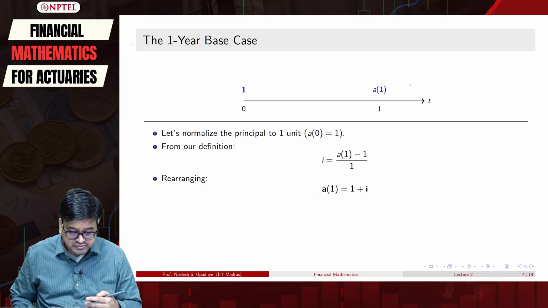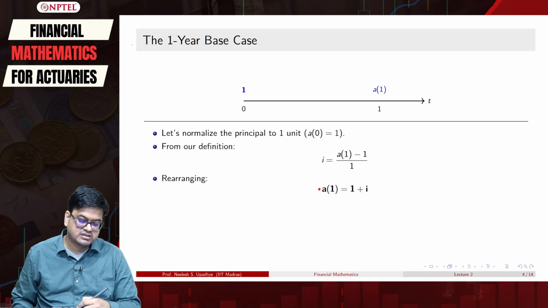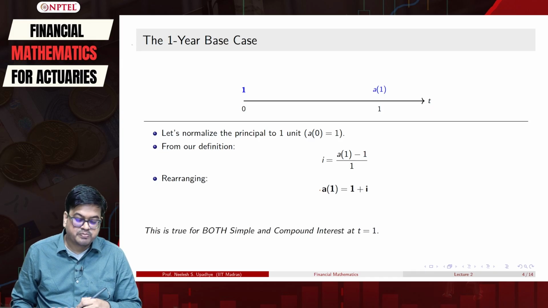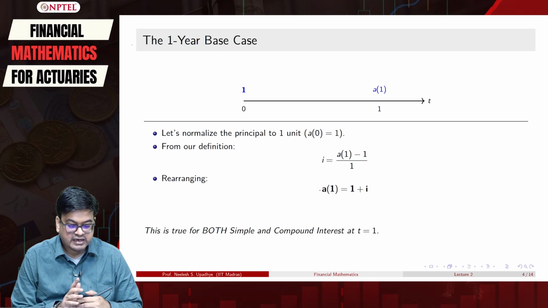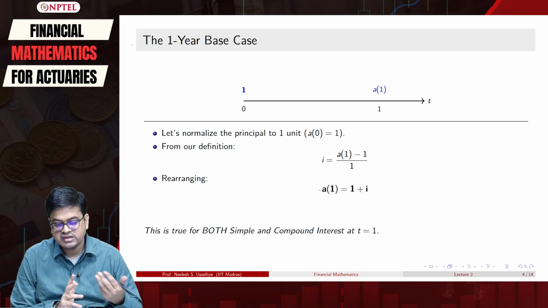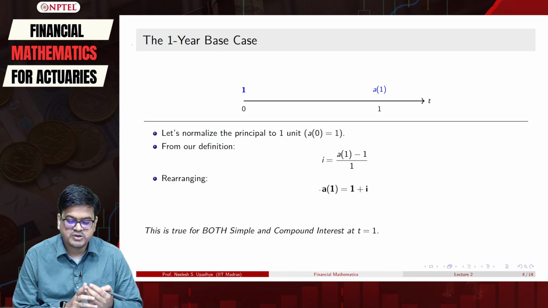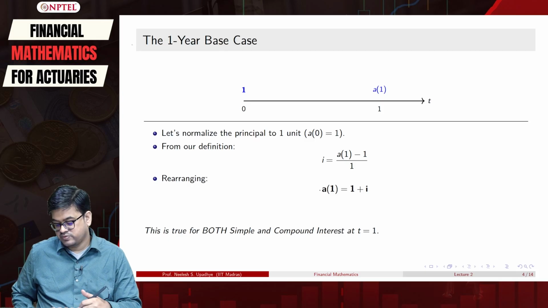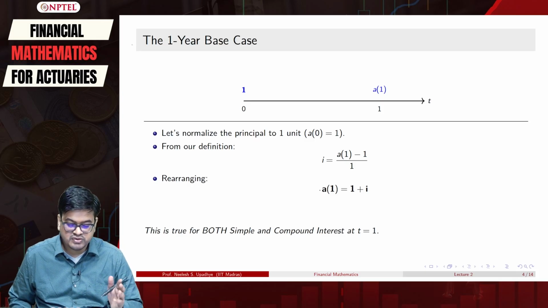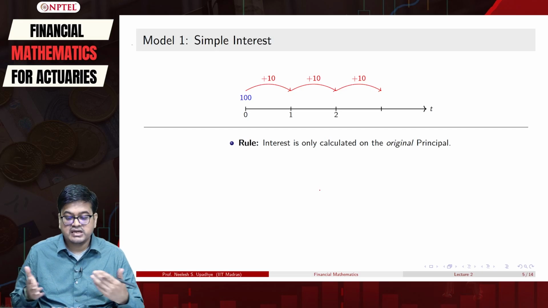Therefore I will get the accumulation function in this form. For period 1, both simple and compound interest will be the same, because compounding only happens annually, or over the period that you have chosen, and because the period is 1, this will be the same. So the 1 year base case is very easy, we didn't struggle. Now you look at the multi-year case.